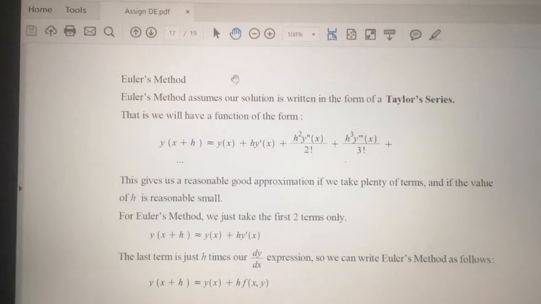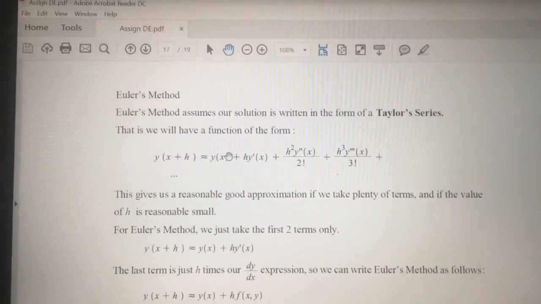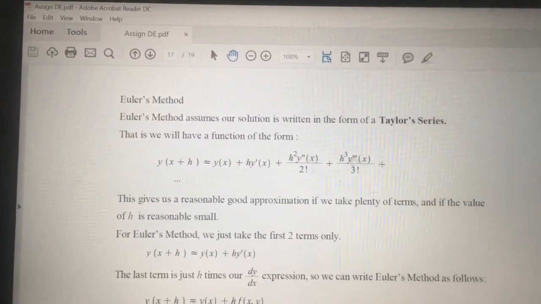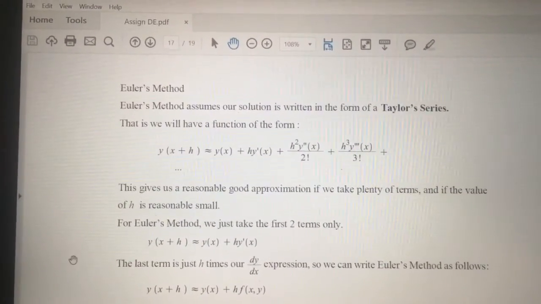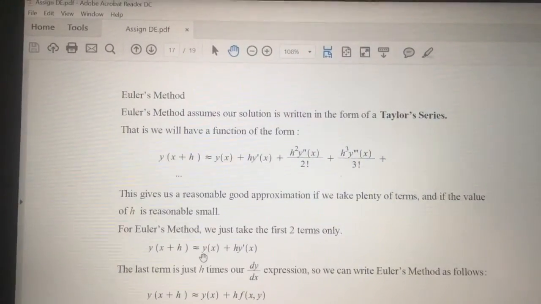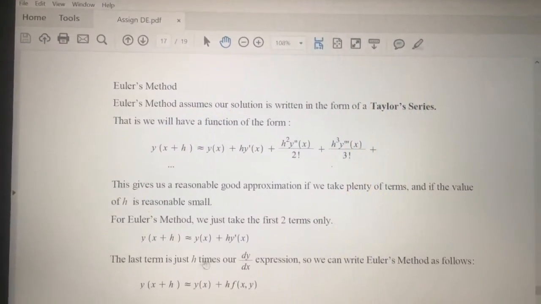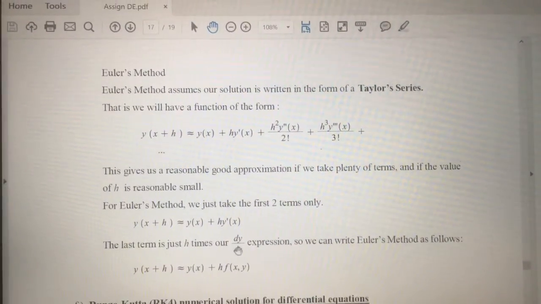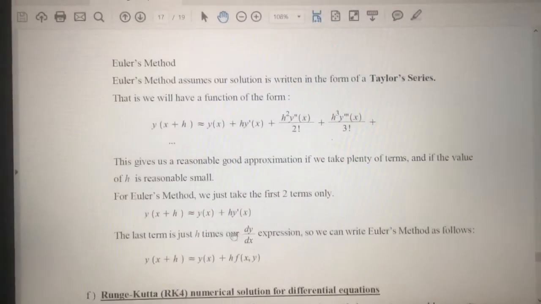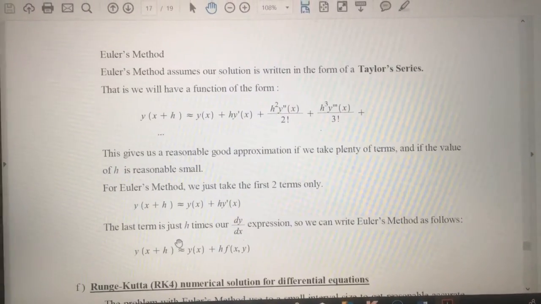Euler's method can be derived from the Taylor series, but in Euler's method we just take the first two terms only, which is y(x) plus h y prime(x), and the last term is just h times our dy/dx expression, and it will lead to our Euler's method equation.